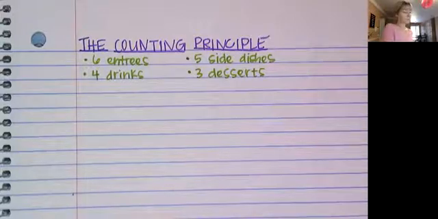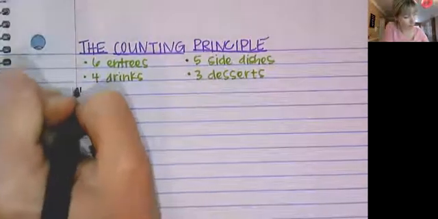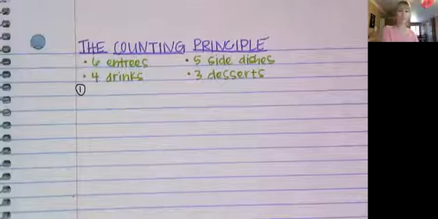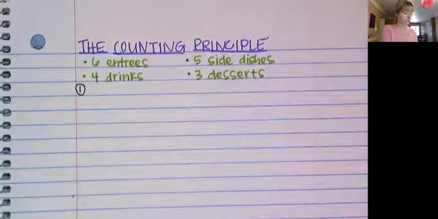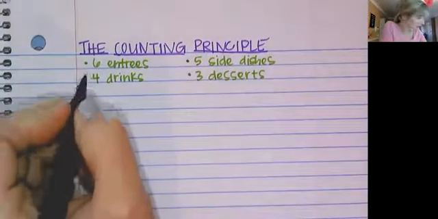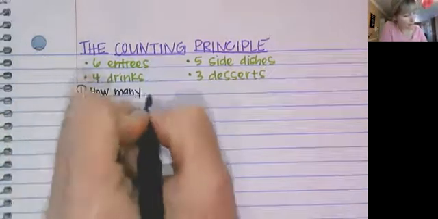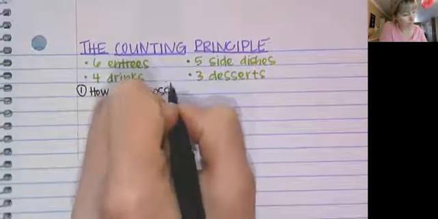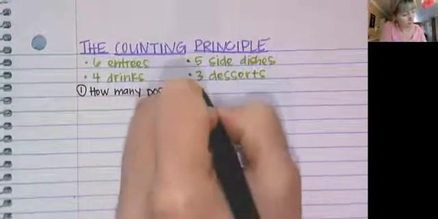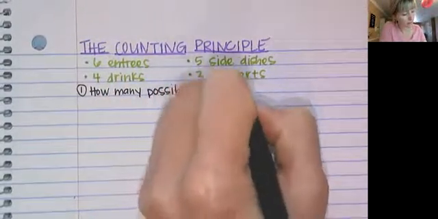Now here is my question for you, and I'm going to write this as question 1 right here. If these are your options in this limited menu, my first question is, how many possible meal combinations are there?